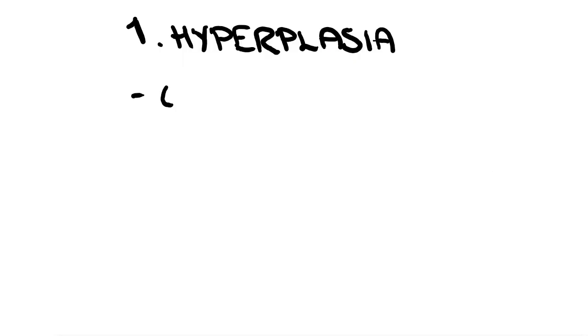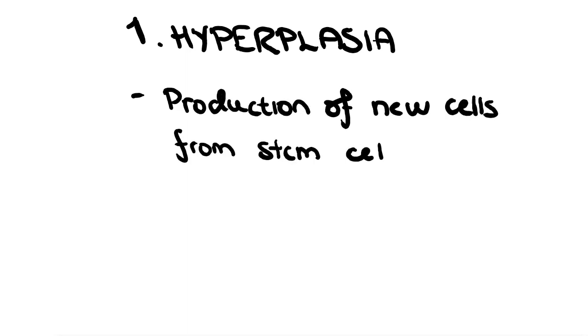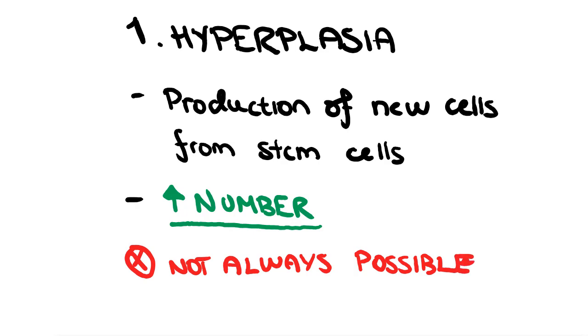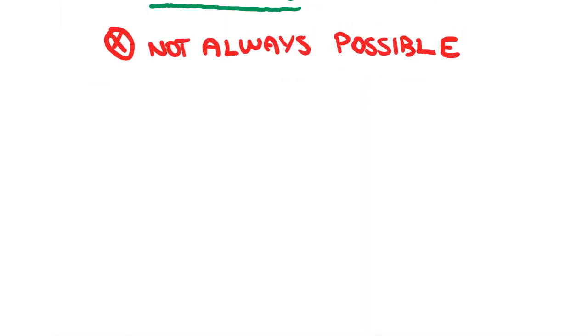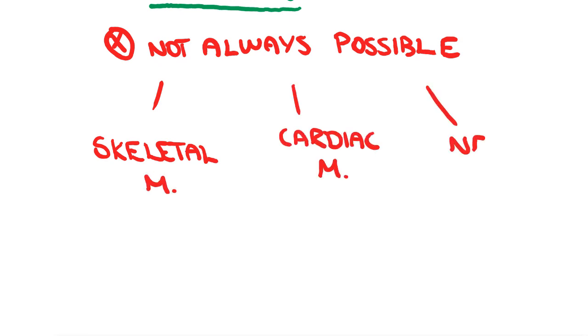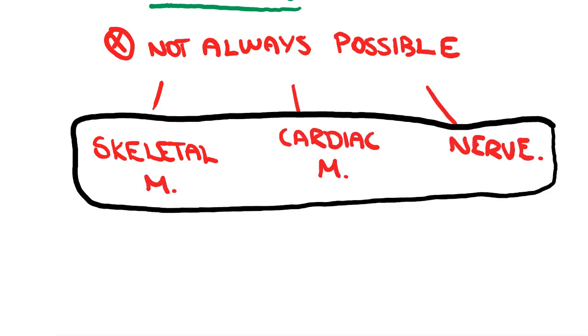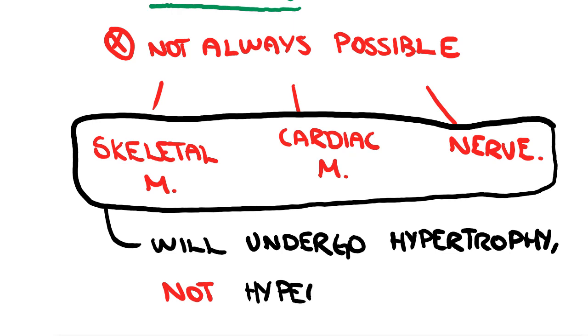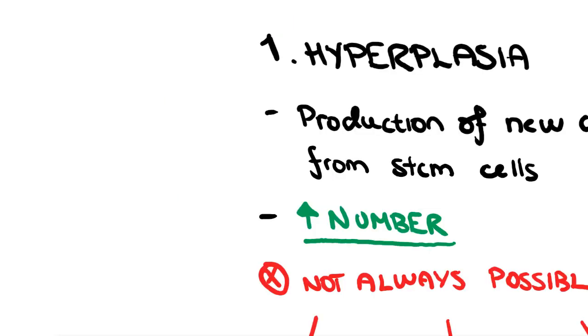Hyperplasia is a response to an increase in stress and involves production of new cells from stem cells. The organ increases in size by increasing the number of cells. Hyperplasia is not always possible though. Permanent tissues such as cardiac muscle, skeletal muscle, and nerve cannot form new cells. Now, these tissues will undergo hypertrophy in response to an increased level of stress.